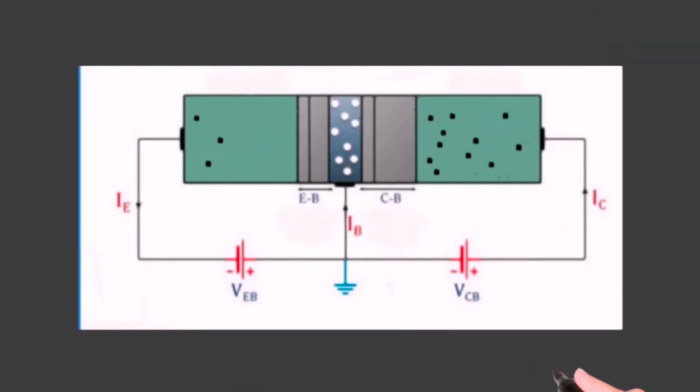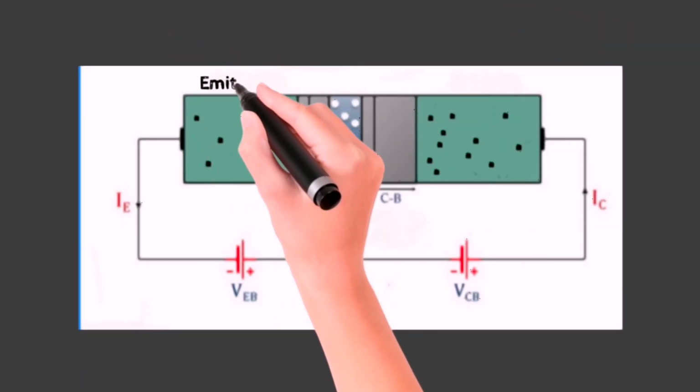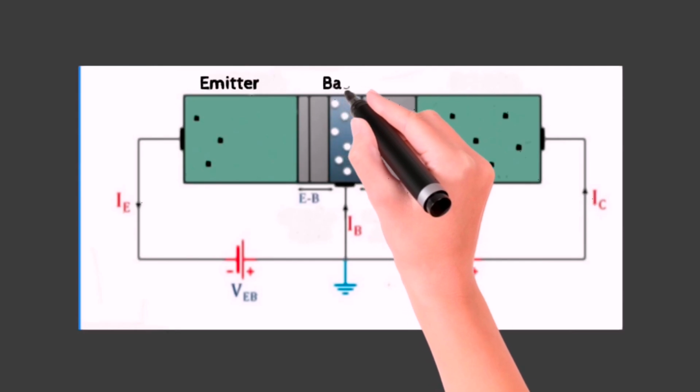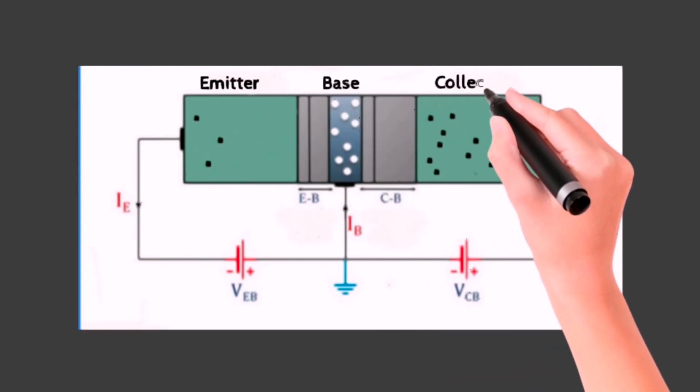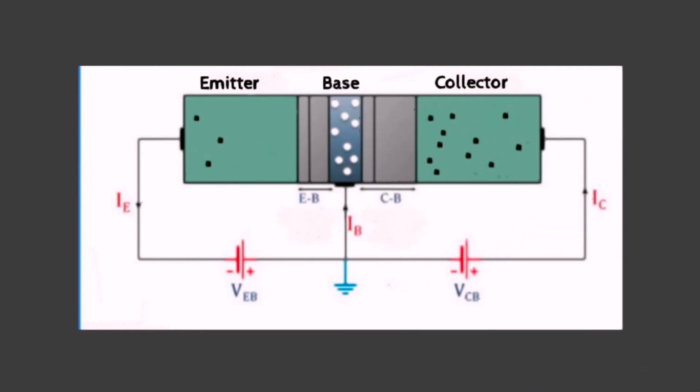Thus, we can say that the overall emitter current is the result of base current and collector current. But the point here is that, as we have already seen, a very small number of electrons will combine with holes in the P region. Therefore, the base current in this case is very small, and the emitter current will be approximately equal to the collector current.